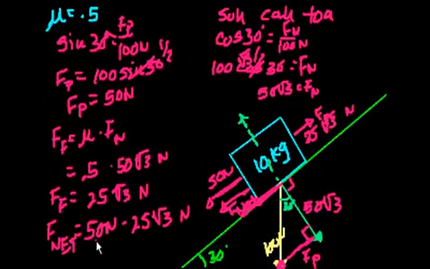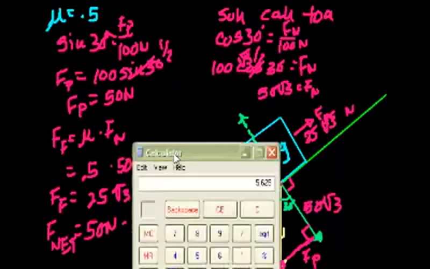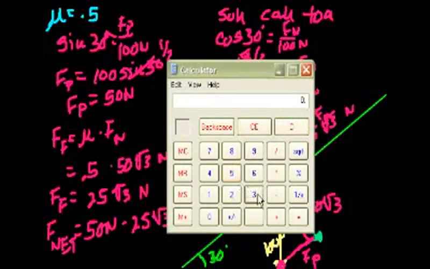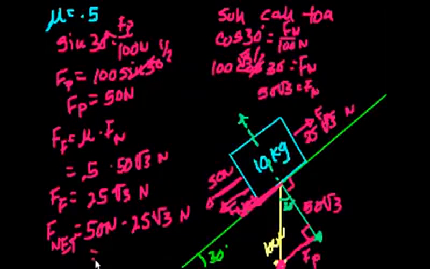And then let me figure out what that is. So, let's see, 3, take the square root, times 25 equals, let me make that into a negative number, and then plus 50 equals. So roughly 6.7 newtons. So this is equal to 6.7 newtons. So friction is negating a lot of the force of gravity parallel to the surface. So the net force is only 6.7 newtons this way.